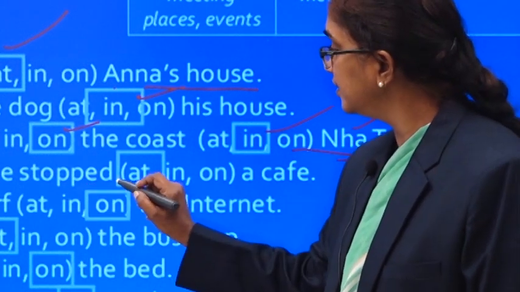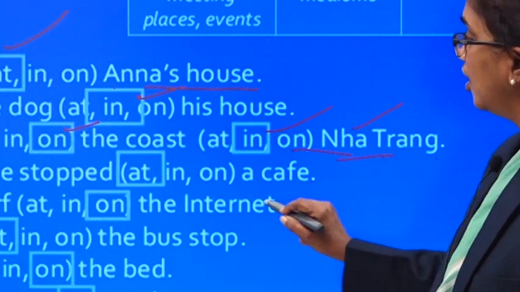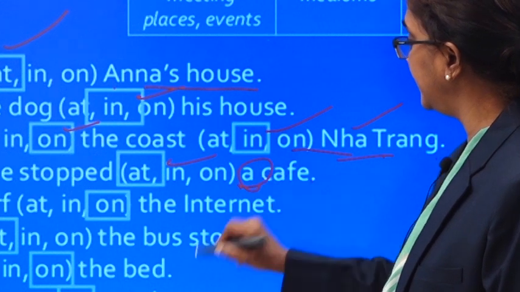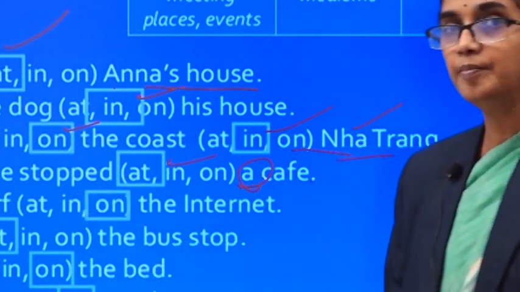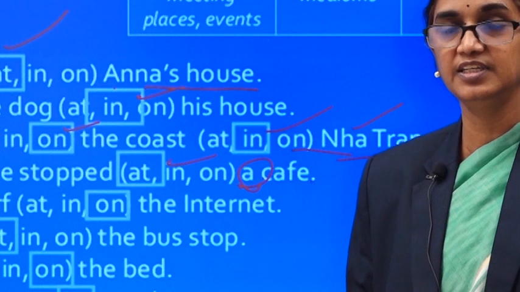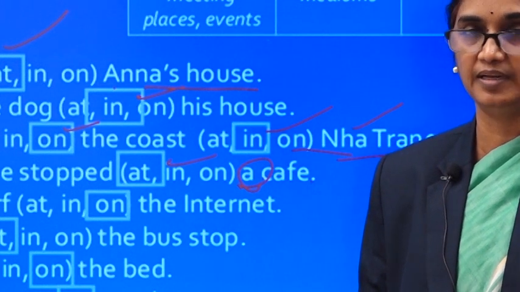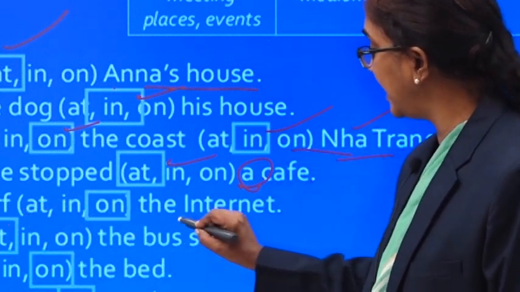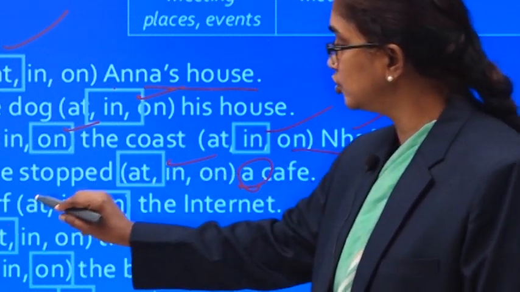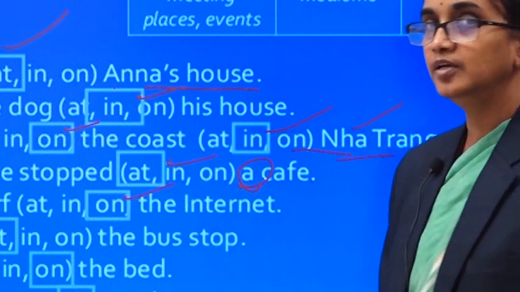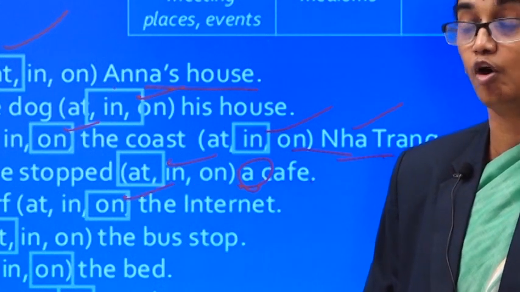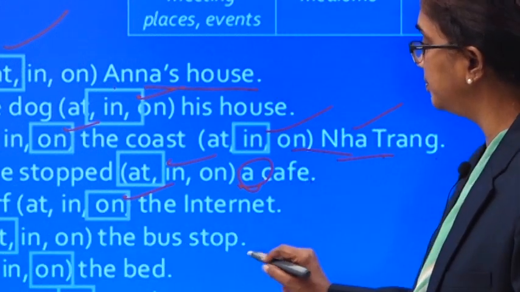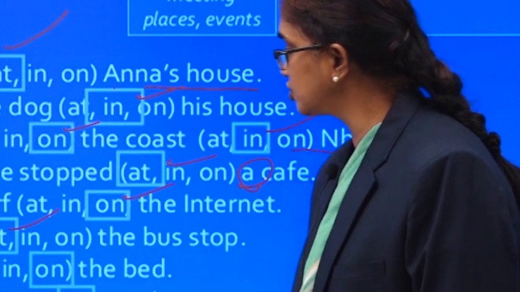On our trip, we dash a cafe. On our trip, we stopped at a cafe. Here, at a. So we stopped at a roadside cafeteria to have a glass of milk. So, at a. Next one. He likes to surf dash the internet. He likes to surf on the internet. You surf on the wave. You surf on the internet. She waited dash the bus stop. She waited at the bus stop.